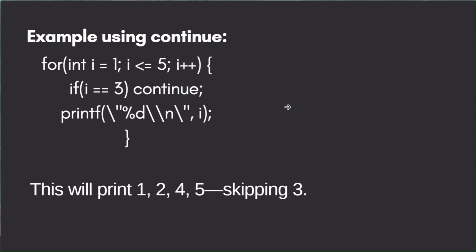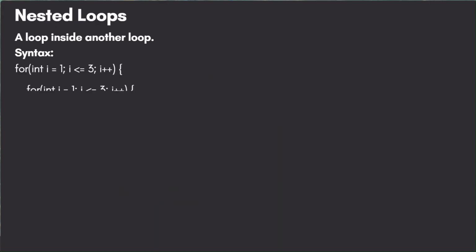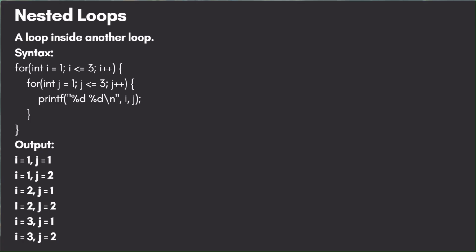Now, let's move to nested loops. That's when there is a loop inside another loop, like this. Here is an example of a nested loop. So this will be the outer loop.